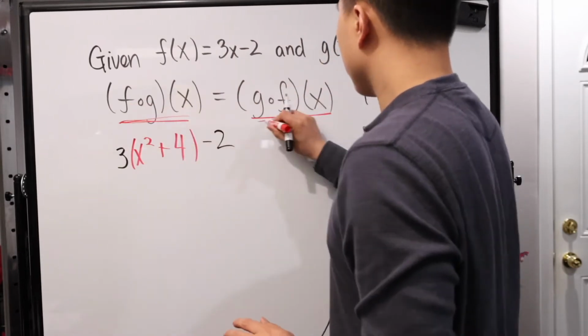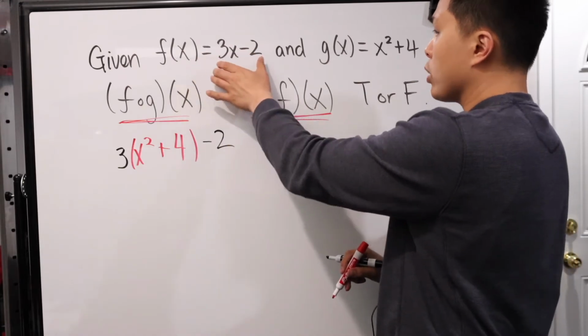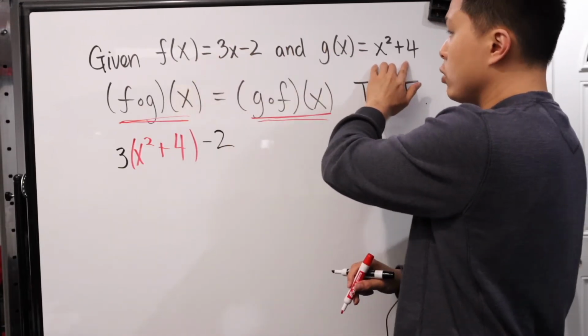Now, this second part, g of f of x, is the opposite. Now, we're going to look at f of x, and then we're going to get this guy, and we're going to plug it into g of x.